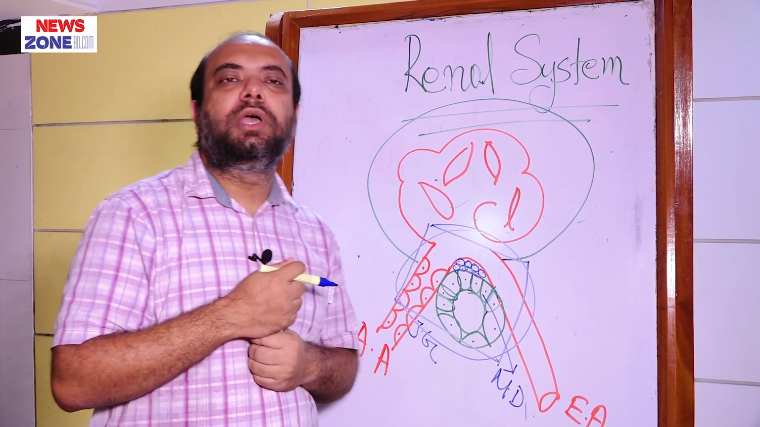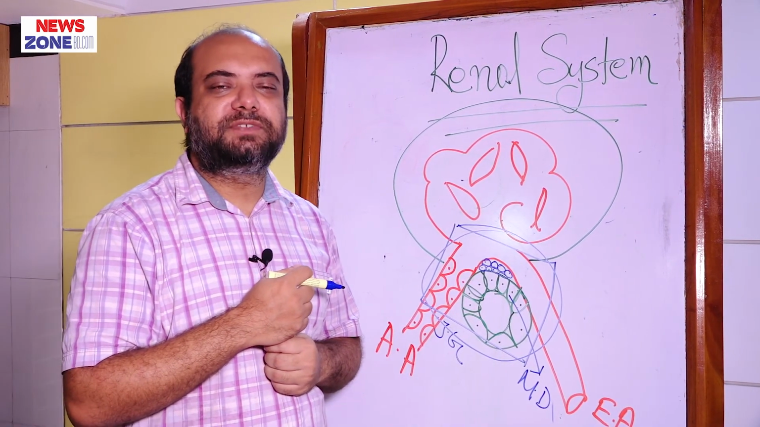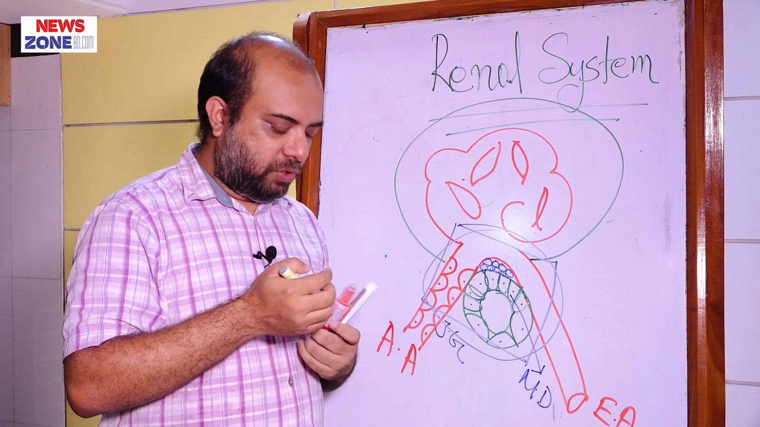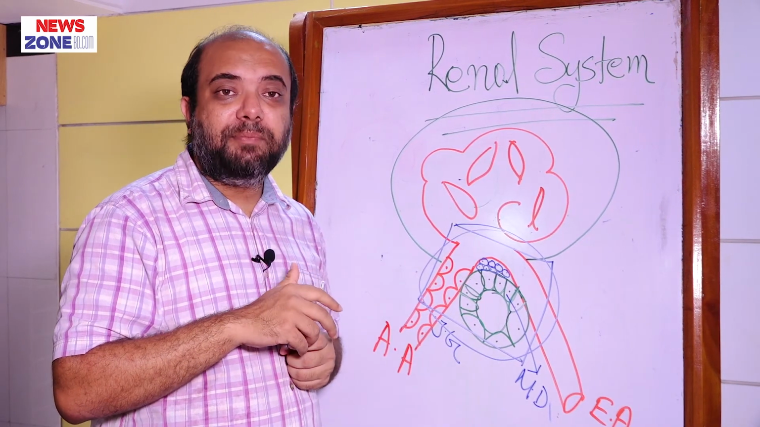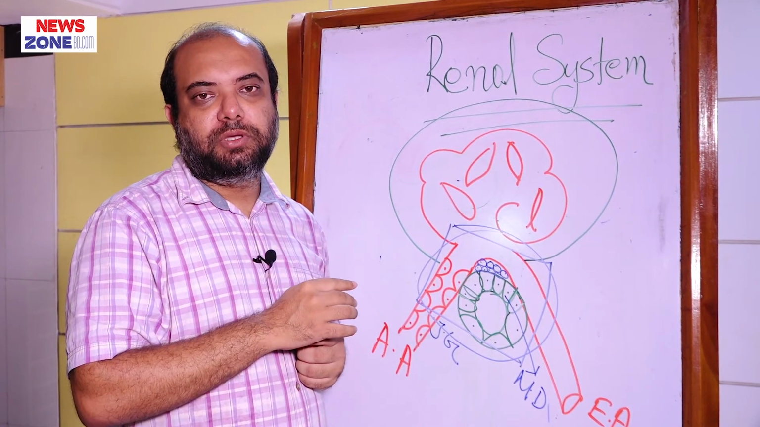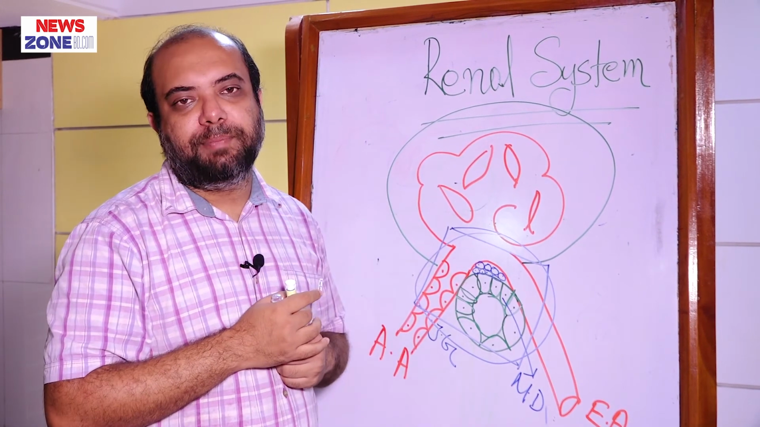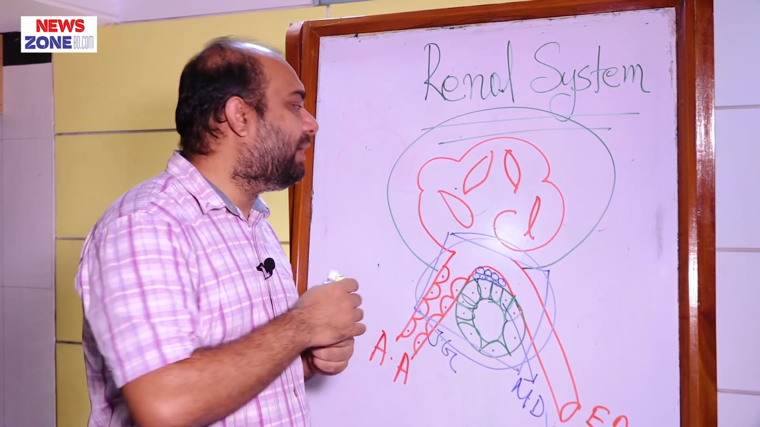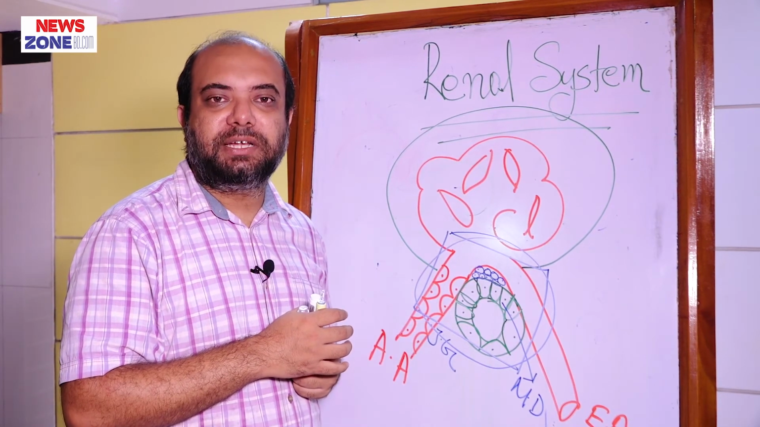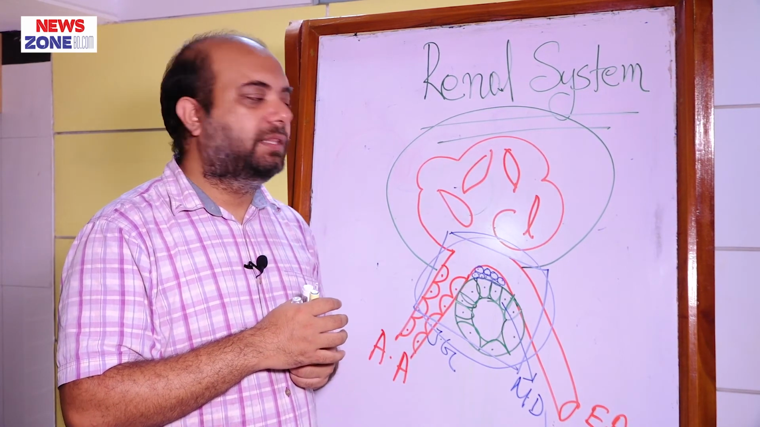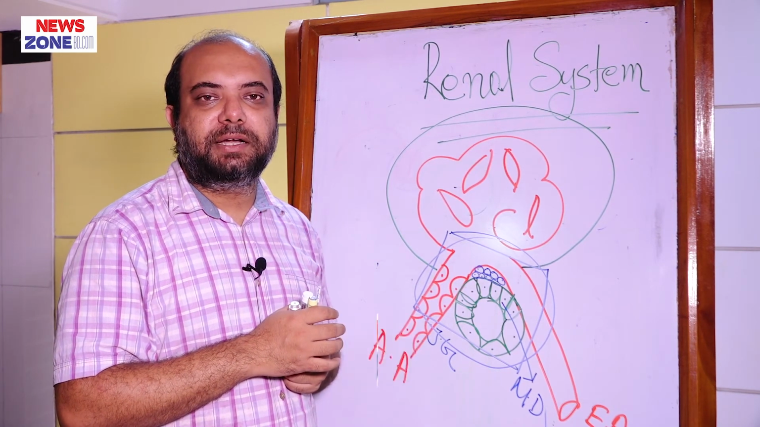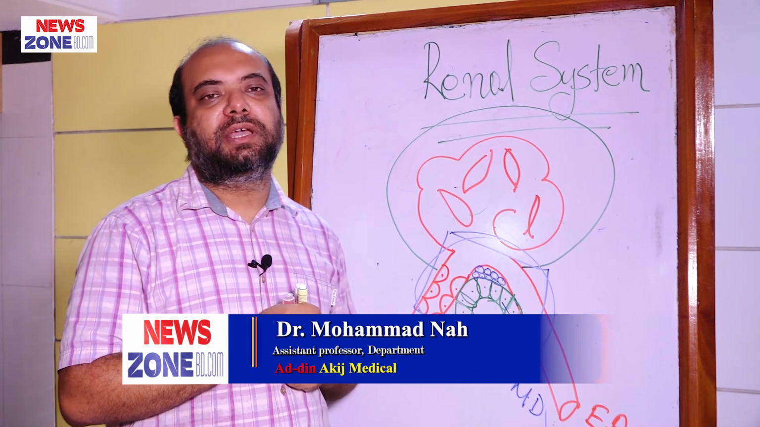Now we will know about the function and importance of juxtaglomerular apparatus. These juxtaglomerular apparatus will help in maintenance of blood pressure regulation and water and ionic balance of the body, and it will also maintain the GFR, that is glomerular filtration rate, and the renal blood flow. These are the important functions of juxtaglomerular apparatus, and this is all for today.